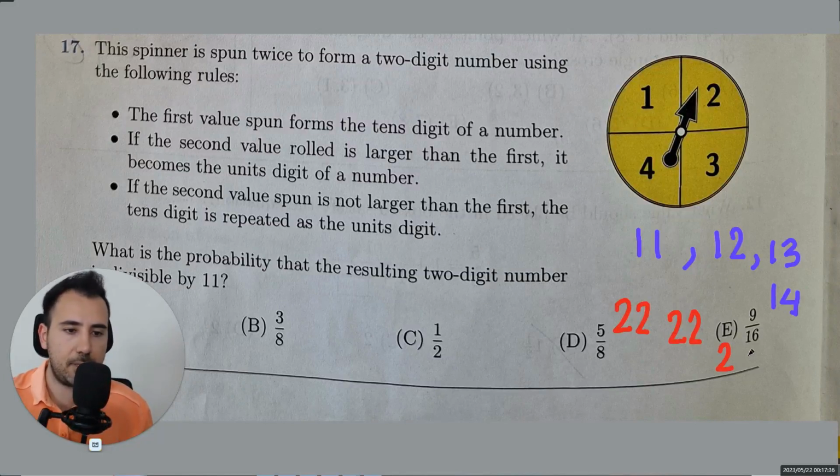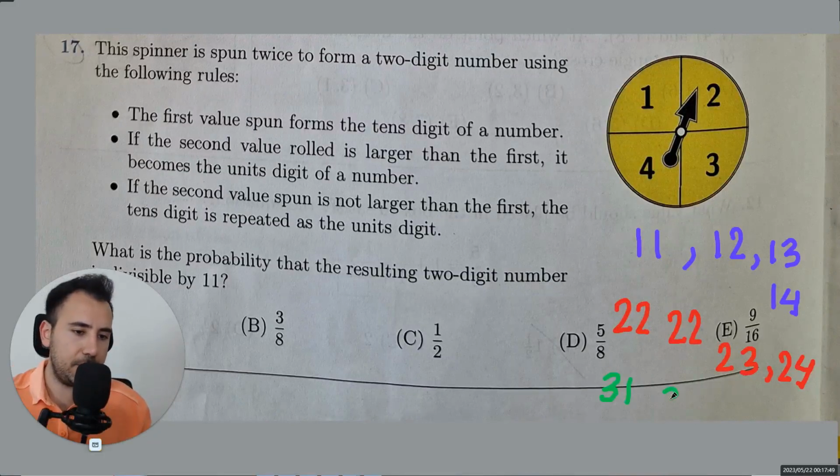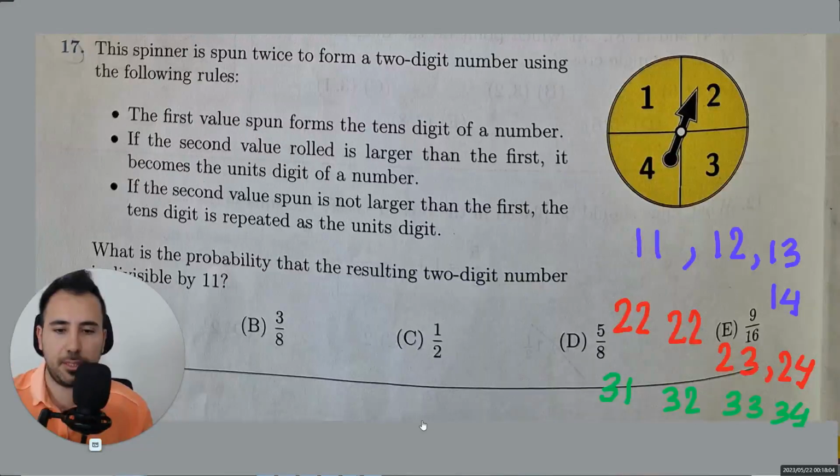So 23. 3 is larger than 2, so no problem. 4 is larger than 2, no problem. So what happens if we have all the possibilities? Let me write them all. 32, 33, and 34. 31 is not acceptable because the second number is not larger than the first number. So this will turn into clean 33.